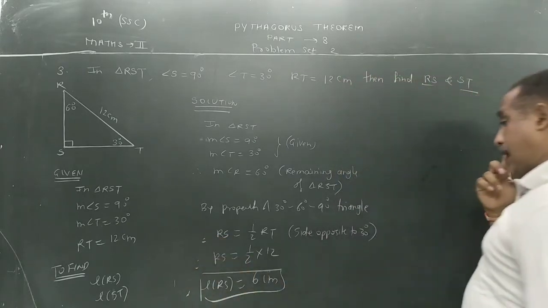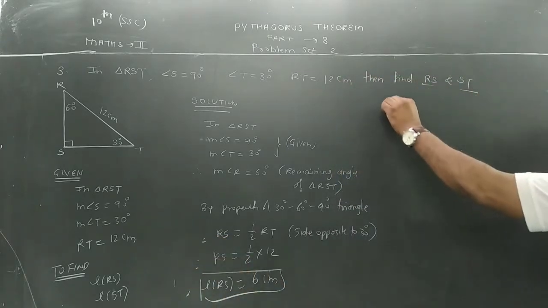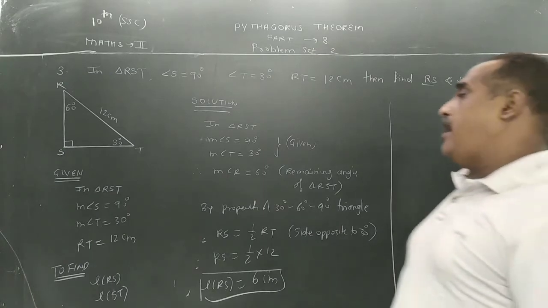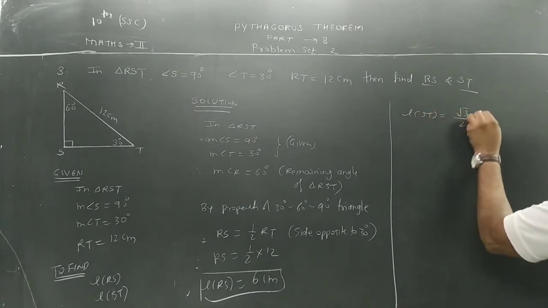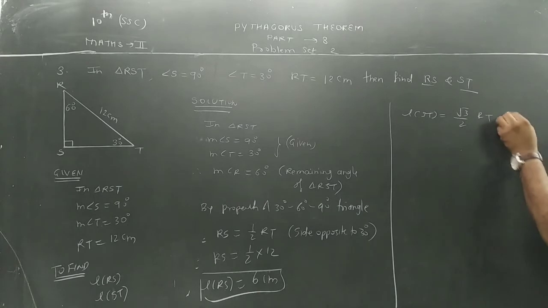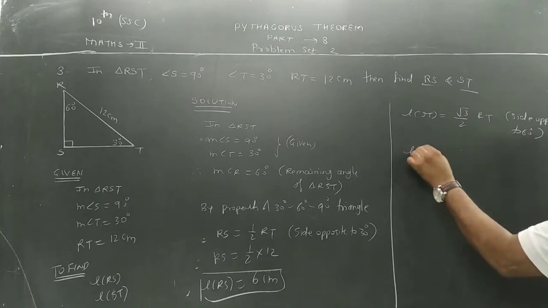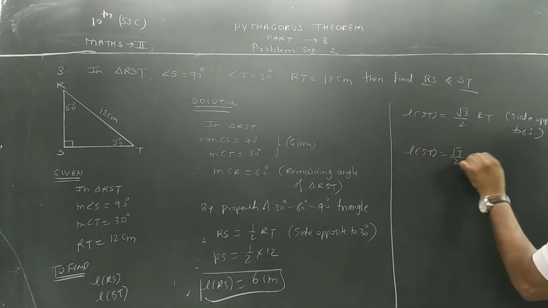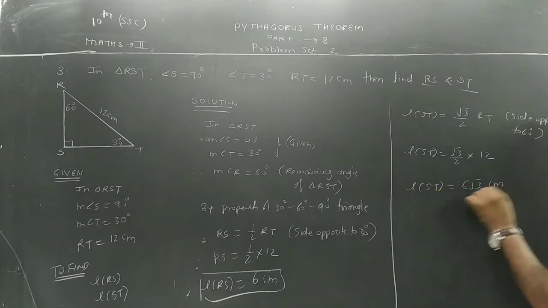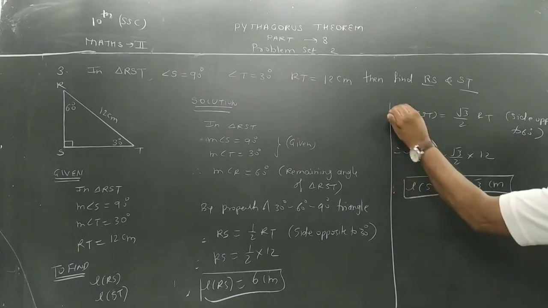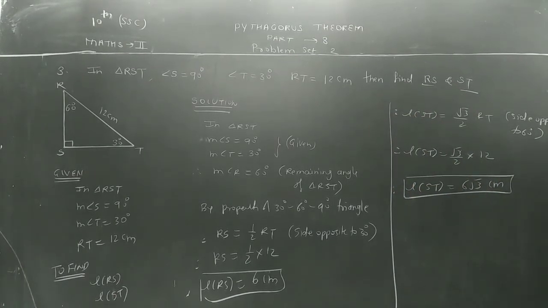You know that by property of 30, 60, 90 degrees triangle, side opposite to 30 degrees is half of the hypotenuse and side opposite to 60 degree is root 3 upon 2 times the hypotenuse. You can write side opposite to 60 degree. So length ST is equal to root 3 upon 2 into 12. Length ST is equal to 6 root 3 centimeter. That you are going to keep it. Have you understood this? So copy down it properly by pausing the video. It's a very simple question.